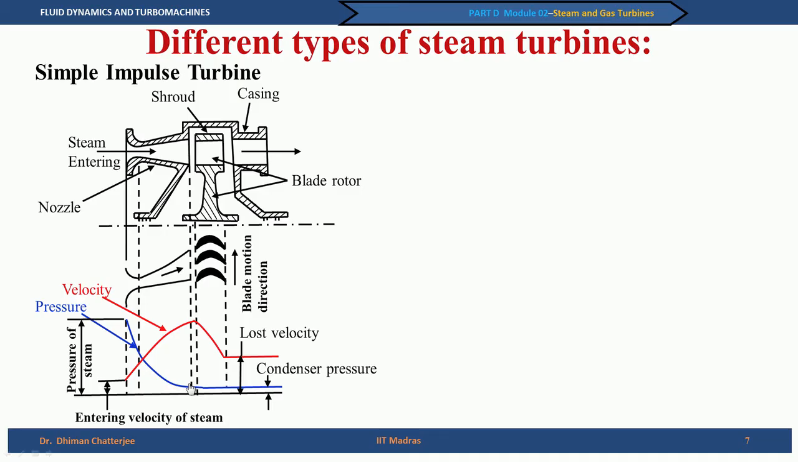Since it is an impulse turbine, by the definition of impulse turbine no pressure change should take place in the rotor blades. So, we see here that in the rotor blade region the pressure does not change and it is the condenser pressure which is attained. So, the steam enters from here, gets expanded in the rotor blade. You can see the rotor blade is connected to the shaft here and it moves out. So, this is very simple construction.